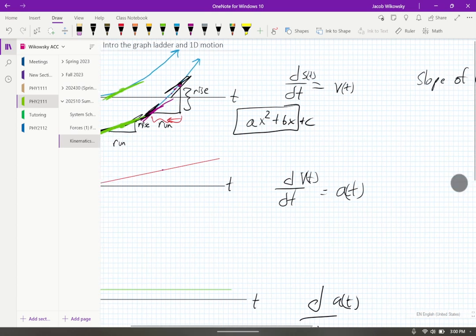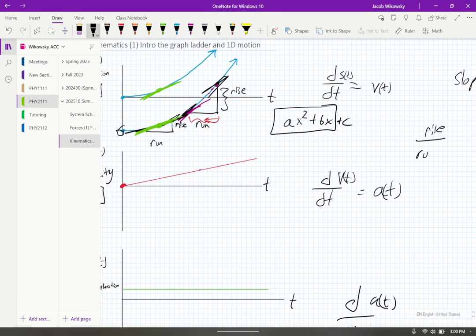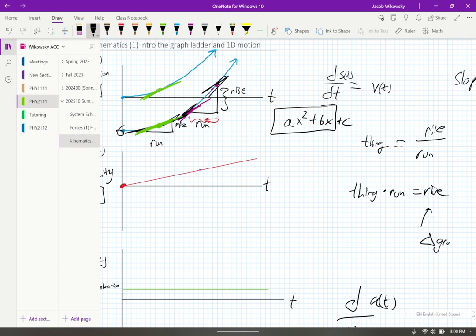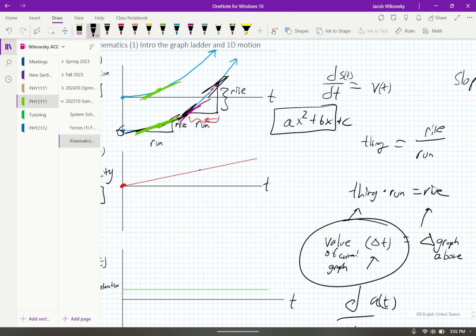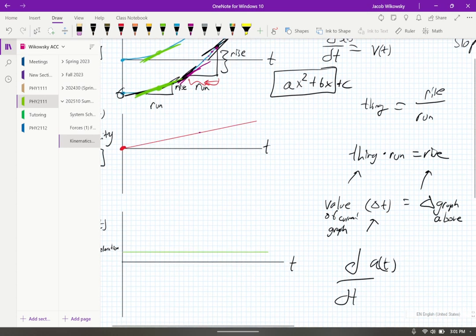If we're saying that we have a rise over a run that equals a thing, well, then I could take whatever thing that is, multiply by the run, and it would get me the rise. This would mean that the change in the graph above has to equal the run time, so this delta t, times the value of the current graph. But this only works under the assumption that the value of the graph stays the same, like for our acceleration.